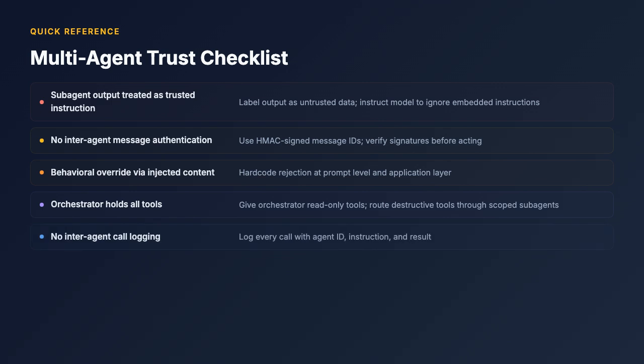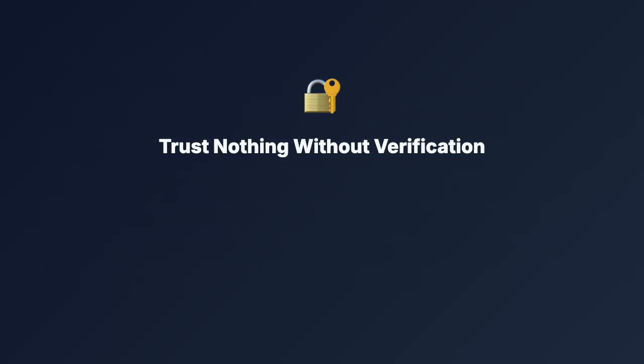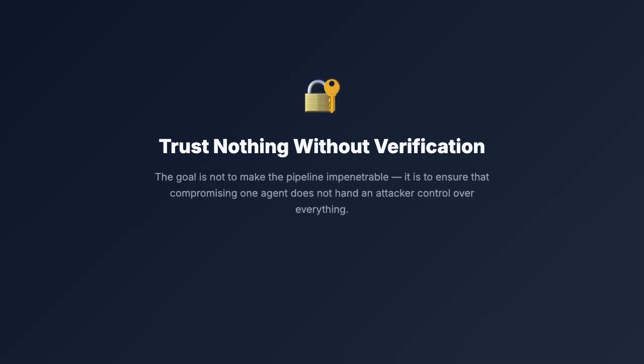Risk, no inter-agent call logging. Mitigation, log every call with agent ID, instruction, and result. Risk, shared secrets across the pipeline. Mitigation, per agent pair secrets, rotated independently. Trust nothing without verification. The same core principles apply. Treat external content as untrusted data, enforce permissions at the infrastructure level, require human approval for irreversible actions, and log enough detail to detect anomalies. The goal is not to make the pipeline impenetrable. It is to ensure that compromising one agent does not hand an attacker control over everything the pipeline can do.